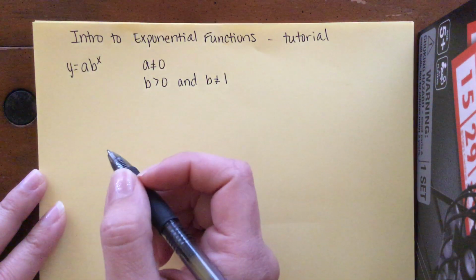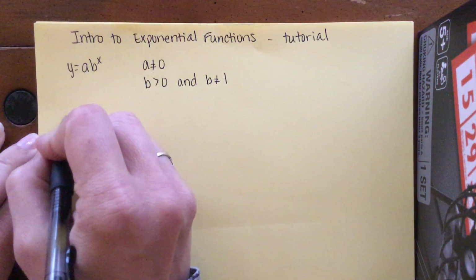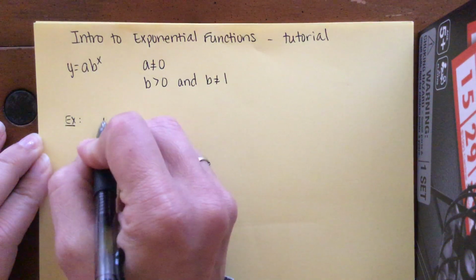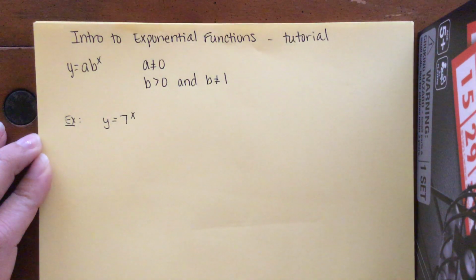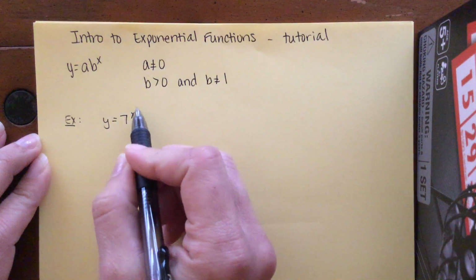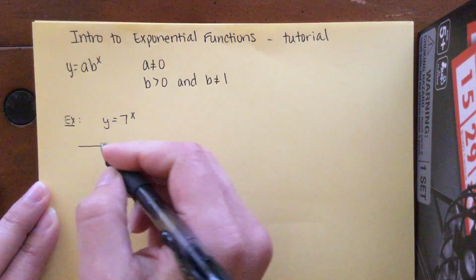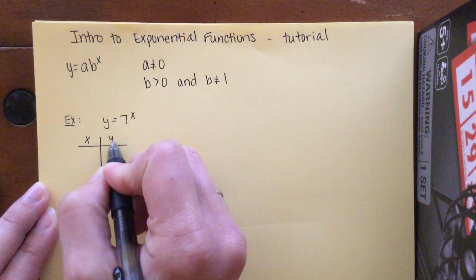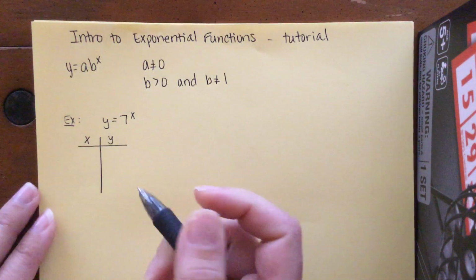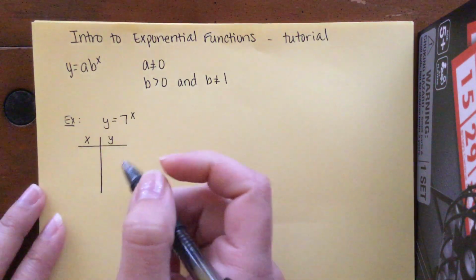All right, so first we're just going to talk about how to graph this equation. So I'm going to look at an example. Let's say y equals 7 to the x. It is an exponential equation because of the x being the exponent. So the way that we graph these, of course, you could cram it into a graphing calculator and look at it. You can graph it on Desmos, or you can do it by hand, which I think shows you a little bit where these numbers come from.